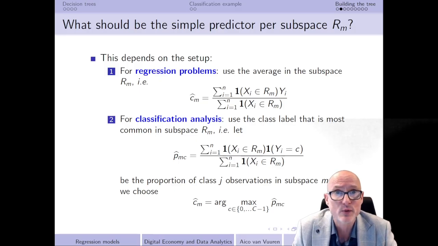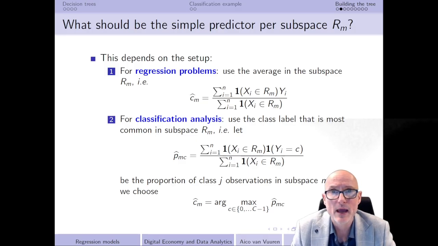That is actually quite the same as what we had with respect to k nearest neighbors. So that implies that C hat M is going to be equal to, remember the notation that we also used for k nearest neighbors, we simply sum over all the observations that are in this particular subspace Rm, and we divide by the number of observations that we have. So that is what we have in the case of regression problems.